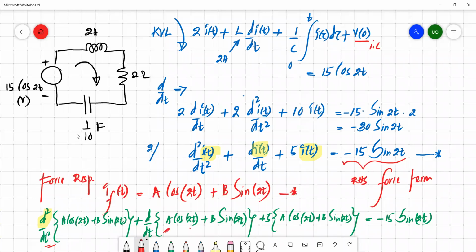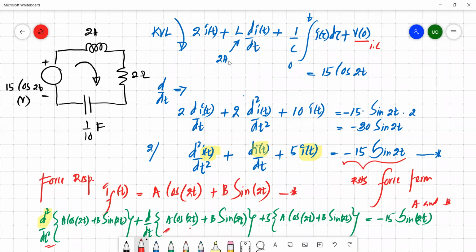So then you can simply equate the coefficients on the right hand side and left hand side by considering the sine and cosine terms. So you can basically find the A and B from this.